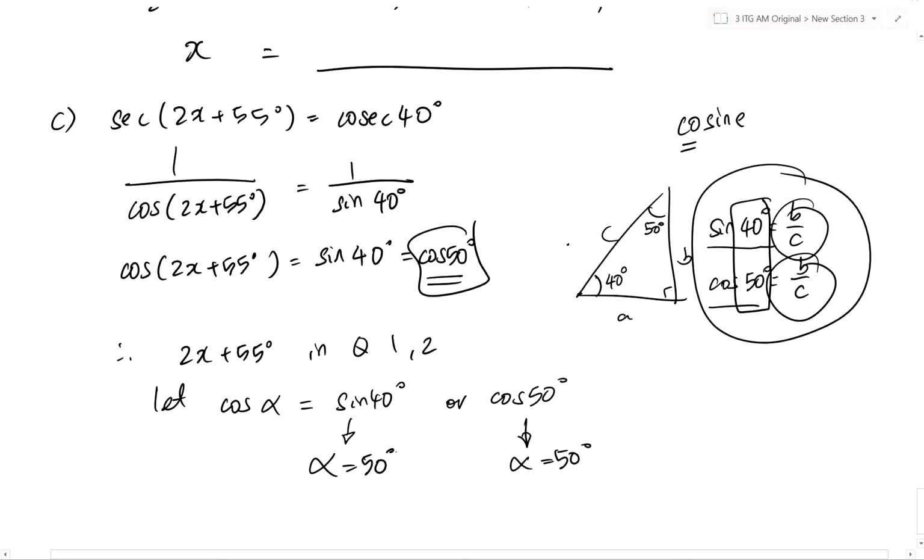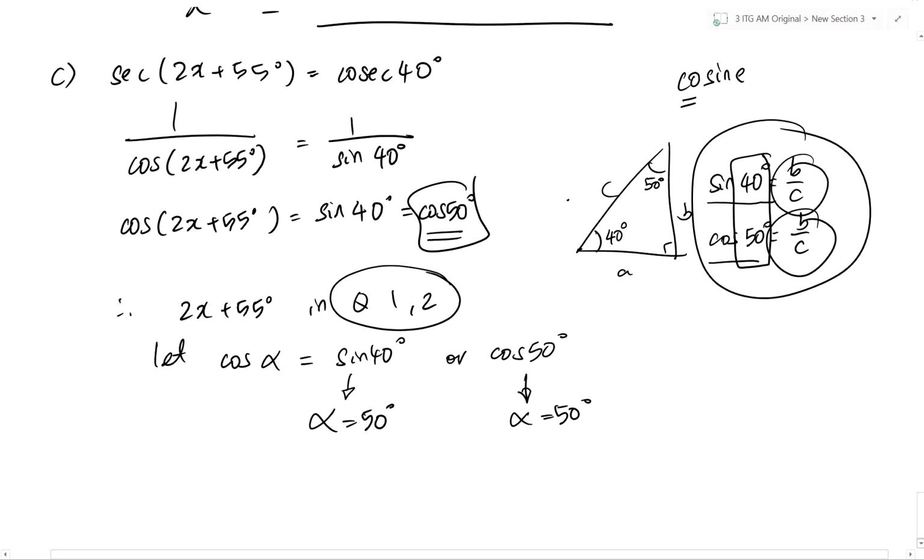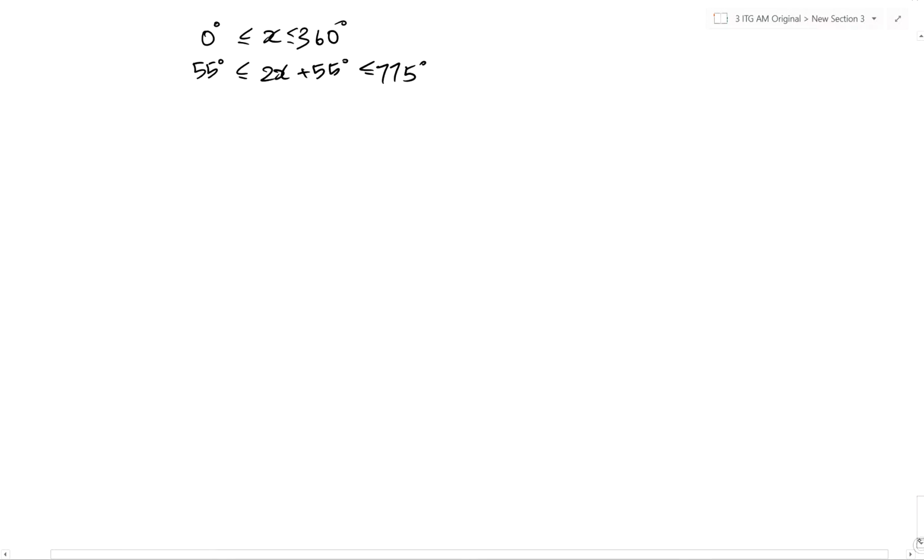Based on this, I know that it is in quadrant 1 and quadrant 4. Oh, I haven't found the range yet. Okay, let me just put it at the bottom. So x is between 0 and 360 degrees. 2x plus 55 degrees, 2 times 360 plus 55. Got a bigger range now.